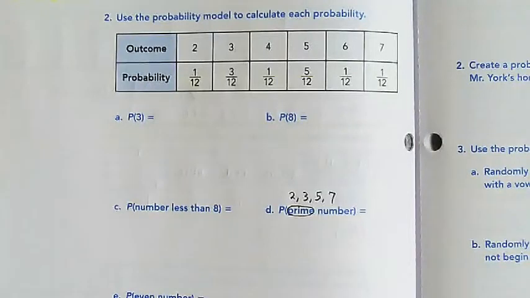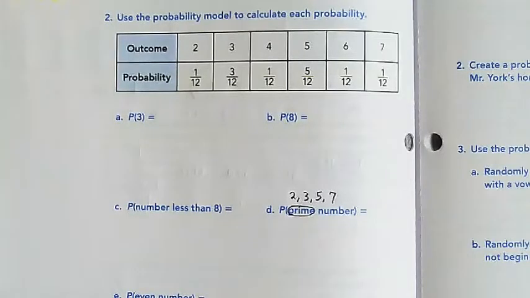So how would you... 0 out of 12? Yep. 0 out of 12. You're right. It's not going to be 0 out of 8, because your total is not 8. So would we add the prime numbers together? Yes. So you're going to add those probabilities together.